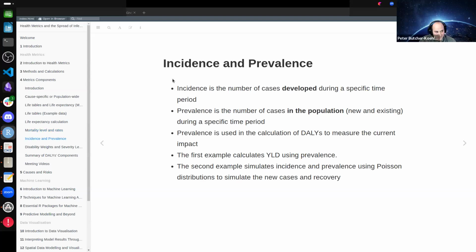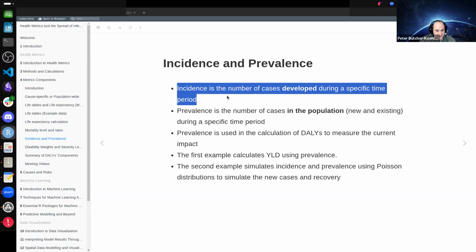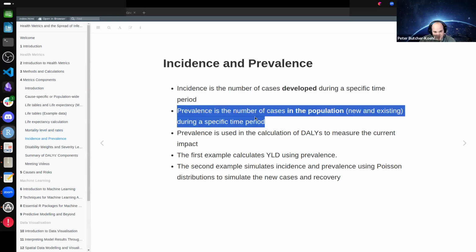So then we talk about incidence and prevalence. Incidence is the number of cases developed during a specific time period. These are new cases during that time period, whereas prevalence is the number of cases in the population. So it's new and existing cases in that time period. Prevalence is used to measure the current impact of the disease or disability.